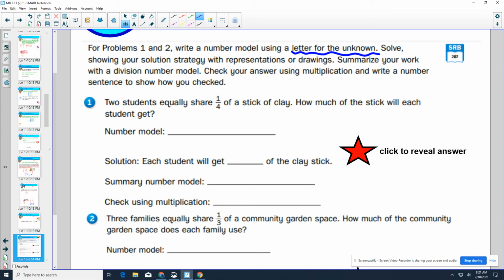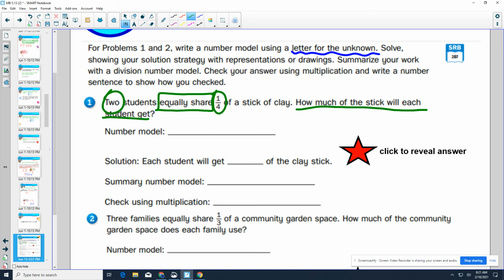2 students equally shared 1/4 of a stick of clay. How much will each student get? So if we use cubes here, we can see 2 students, 1/4. Then I'm going to know my question: how much of the stick will each student get? Now, I see the words equally share, which tells me it's not multiplication, it's actually division.